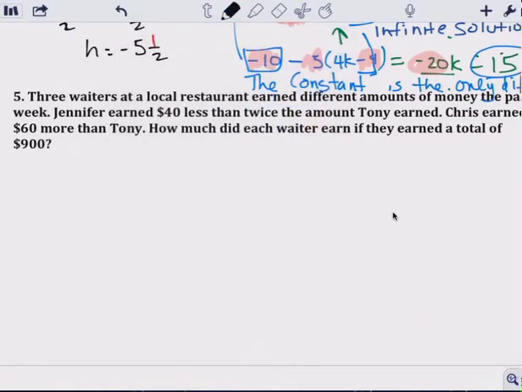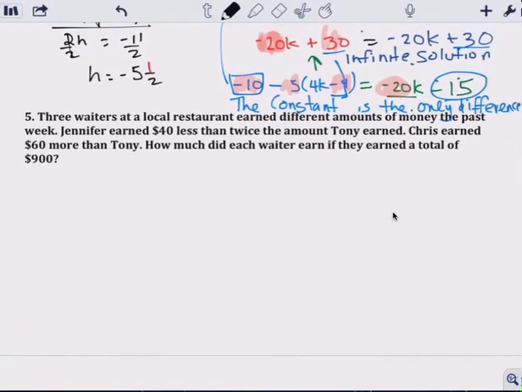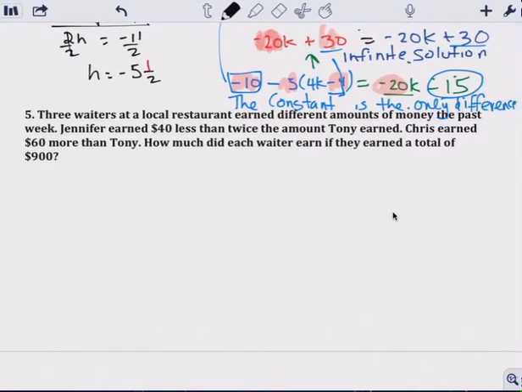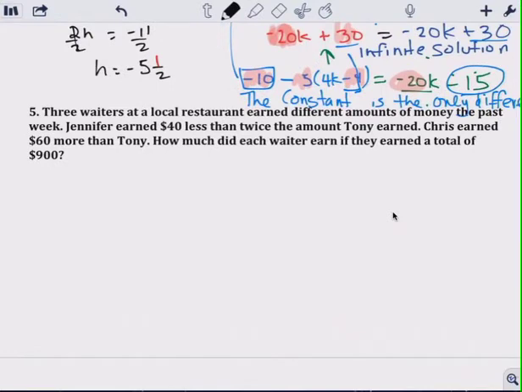Okay. Three waiters at a local restaurant earned different amounts of money the past week. Jennifer earned $40 less than twice Tony. So we have Jennifer and Tony. So we're going to put Tony first, and then there's Jennifer.